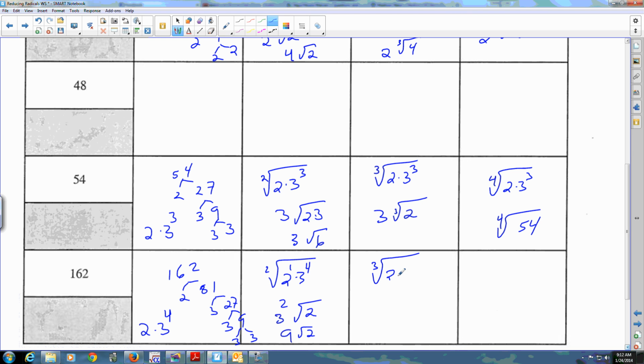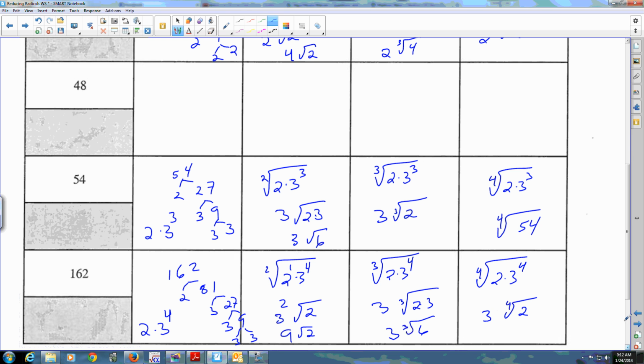Cube root, 2 times 3 to the 4th. 2 won't come out. 3 goes into 4 once, with 1 left over, so 3 cube roots of 6. Fourth root of 2 times 3 to the 4th. 4 goes into 4 once, so 3 fourth roots of 2 would be your final answer.